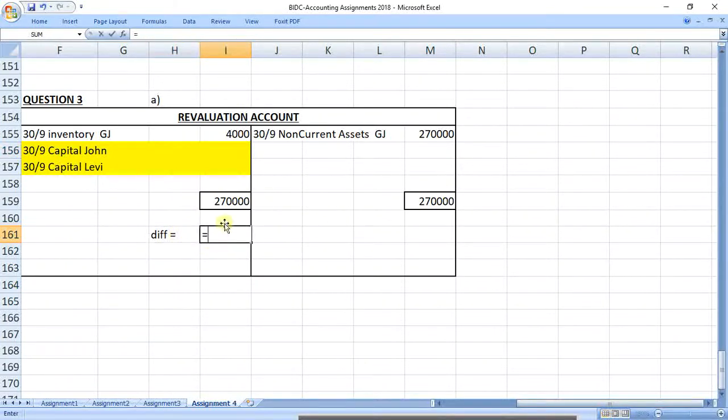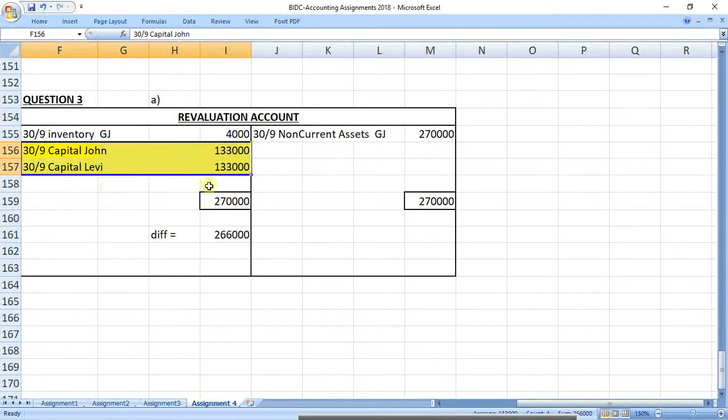The difference is 27 minus 4, which gives you 266. Half of 266 goes to one partner, and the other partner gets the other half. So John gets that, Levy gets that, and they both increase the capital.